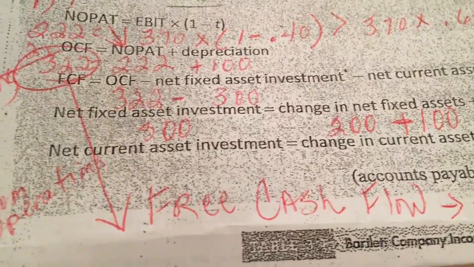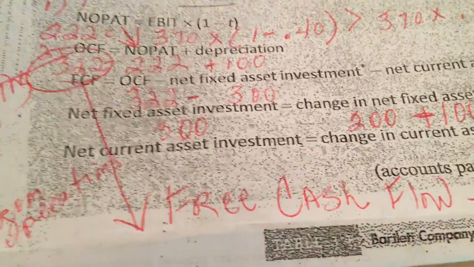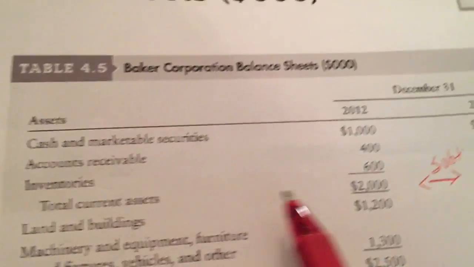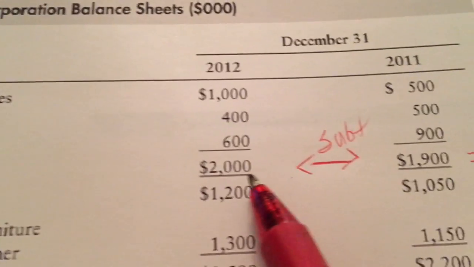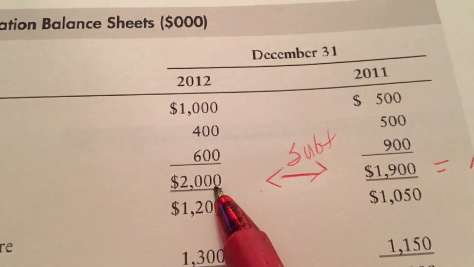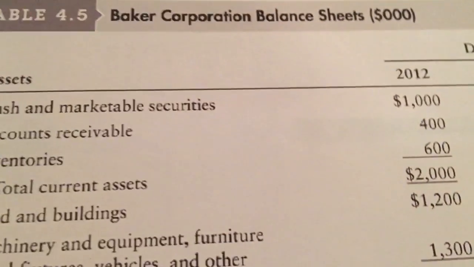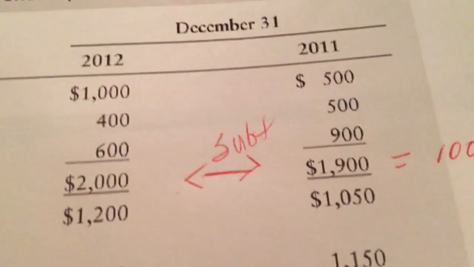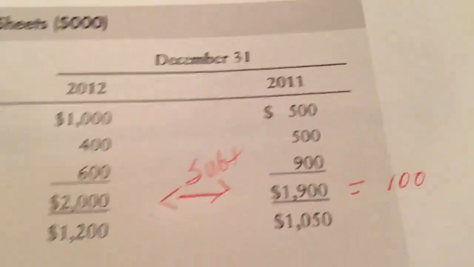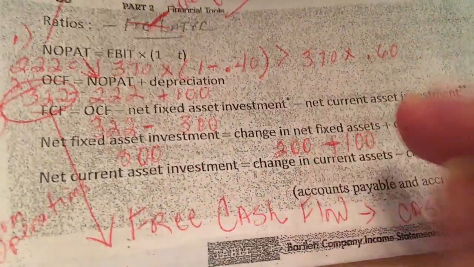Now, first of all, let's look at the current assets here. Go to your balance sheet. First number for the calculation will be 2,000 minus 1,000. Okay, that's going to be your total current assets. That's going to give you 100. So that's your change in your total current assets.